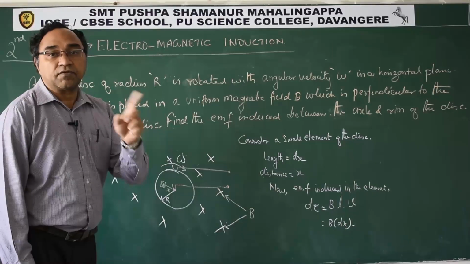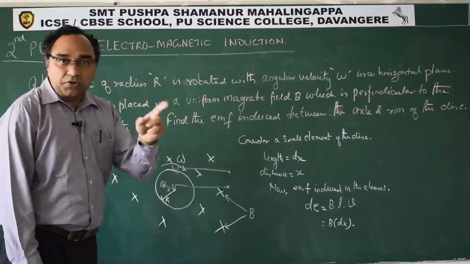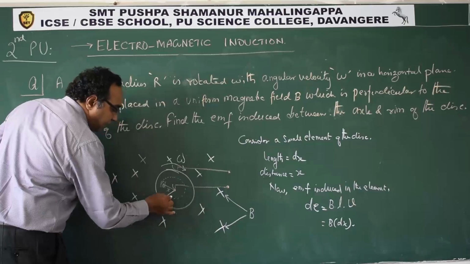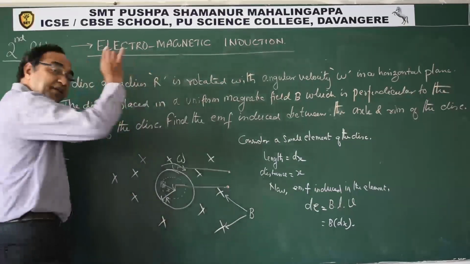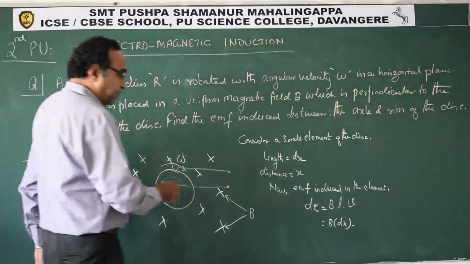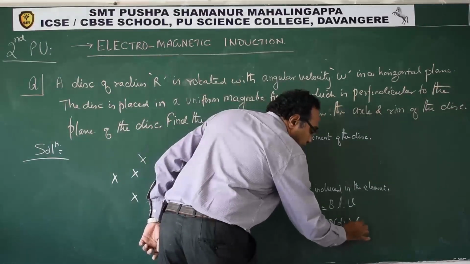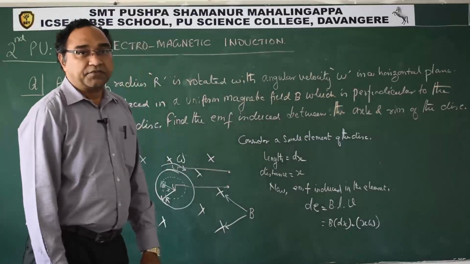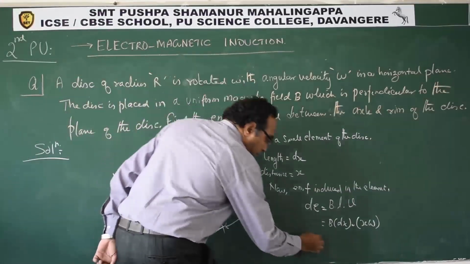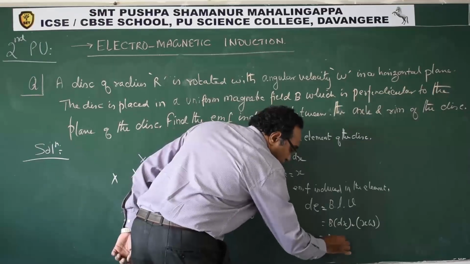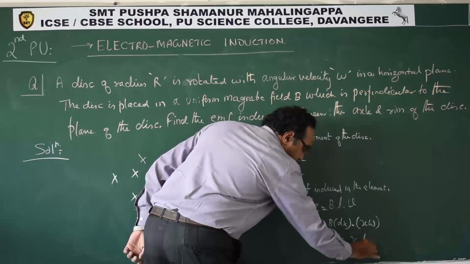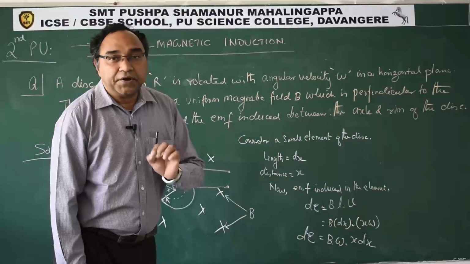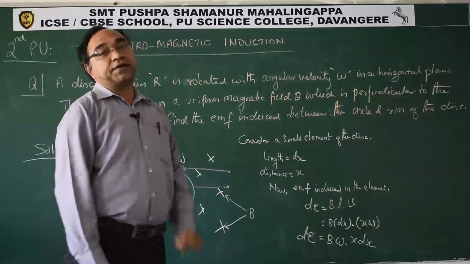What is the relation between linear velocity and angular velocity? V is equal to R omega. Observe, this element is moving in a circle of radius x. So your R will be x. Therefore V is x omega. So write it in the proper form: dE equals B omega x dx. This is the EMF induced in that small element.